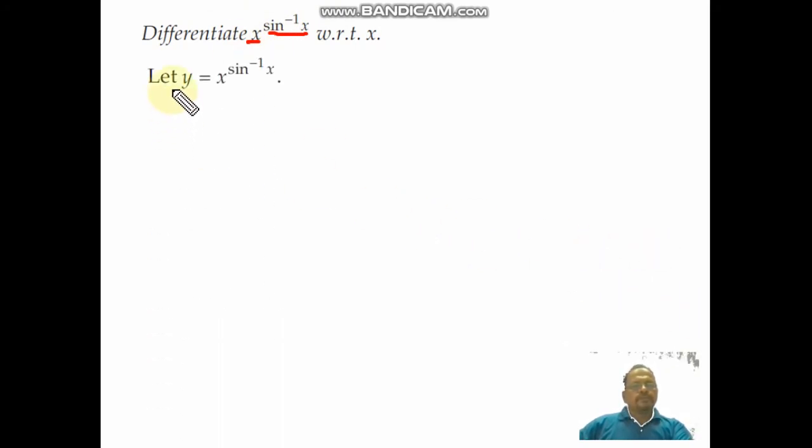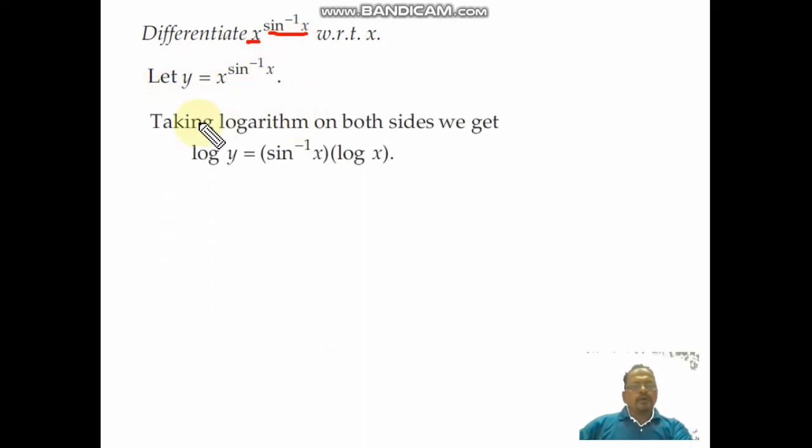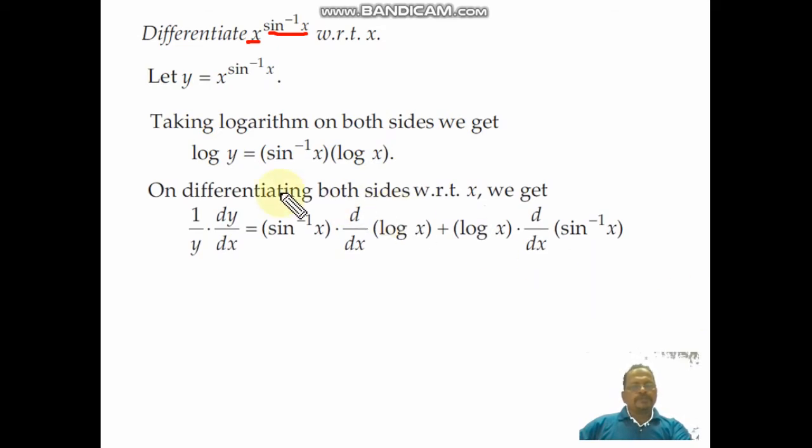So first step, consider this as y. Now take logarithms on both sides. Log y is equal to sin inverse x into log x. Next step, differentiate both sides with respect to x. 1 upon y dy by dx is equal to, now derivative of product rule, sin inverse x into derivative of log x plus log x into derivative of sin inverse x.